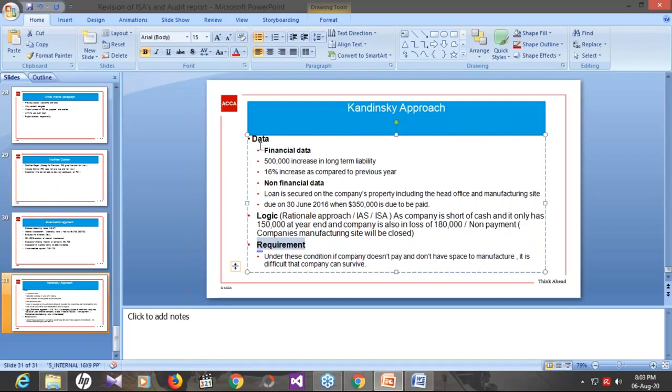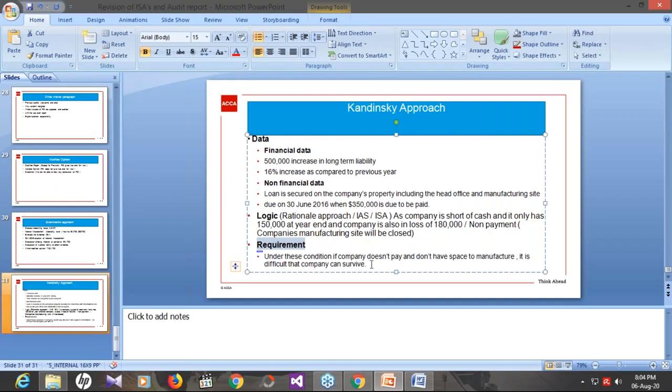You don't need to apply these headings in exam. These are just bullet points for your ease, so that you can understand how we are going to write the answer. So these bullet points are for your consideration. These should be in your mind so that you can apply them across the question. So this is how you are going to write all your answer. So you should explain 500,000 increase and 16% increase, and the impact of the non-financial data, and how it is going to hurt the company's survival and company's going concern assumption.